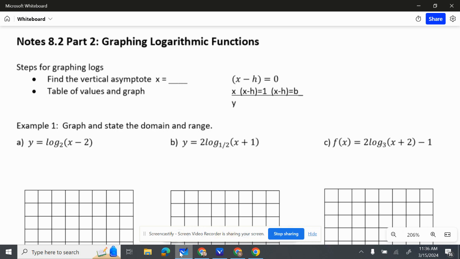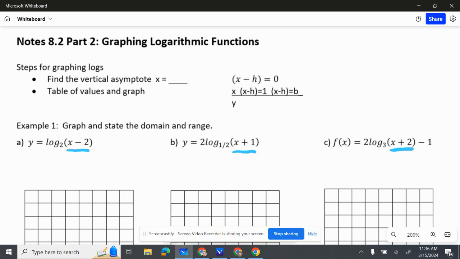What we're going to do is continue graphing logs. We're going to be looking at the horizontal shift. So if we look at each one of the logs that we're going to be graphing, we notice that there's parentheses, and that shifts the graph horizontally, either to the right or to the left.